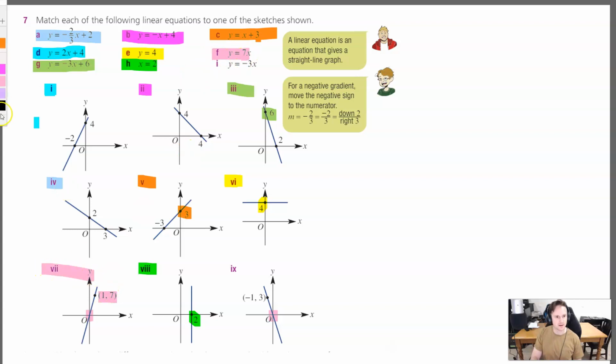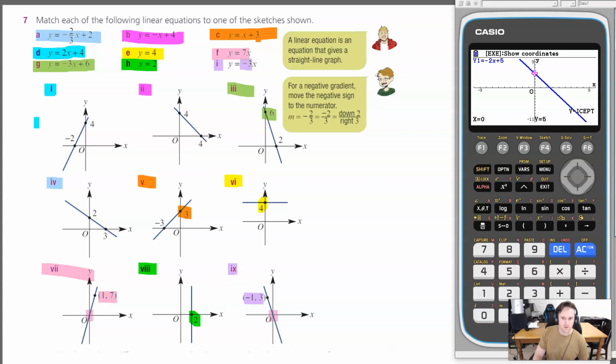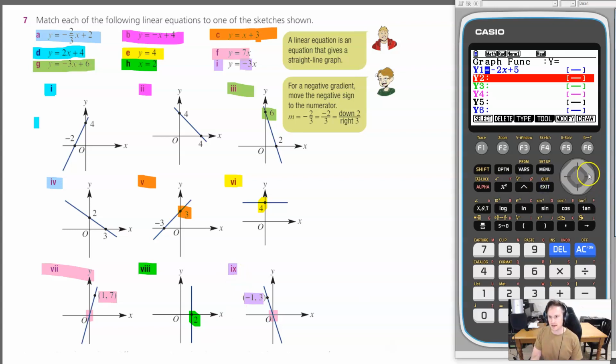And then this one, the slope is negative 3. So that's going to be down 3 across 1. So that's down 3 across 1. If you went down 3 and across 1, down 3 across 1, you can do that as well. And you can graph any of these lines really easily.